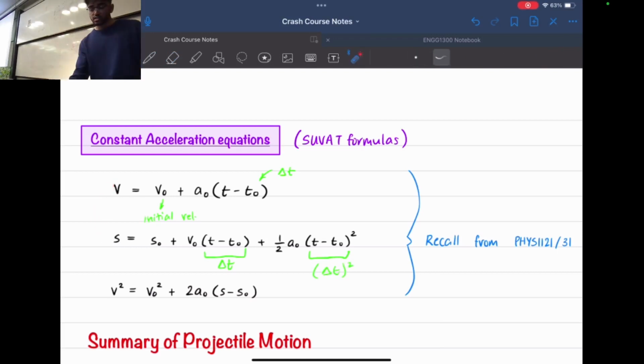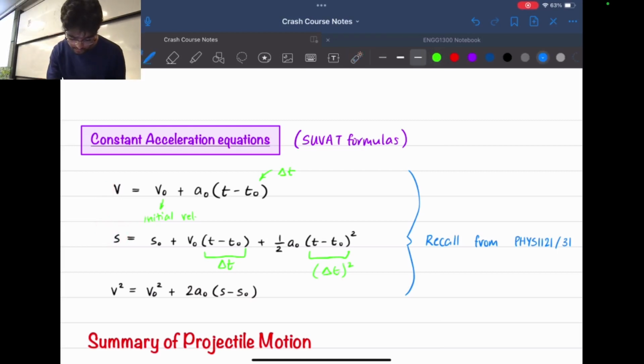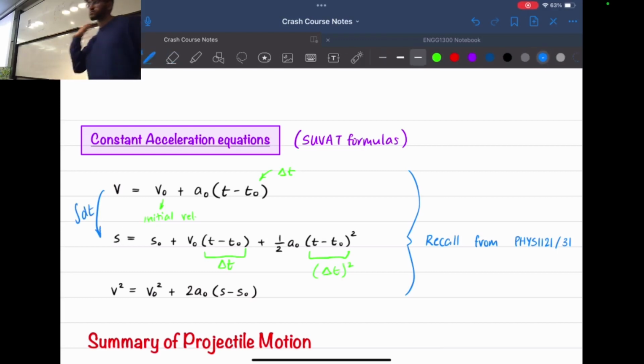If you guys noticed, the S equation that we have here is just the V equation, but integrated with respect to time. So I'll just say that to get from here to here, you're going to have to integrate with respect to time. Okay? And this final equation is v squared equals v0 squared plus 2a change in s. So this is change in s.